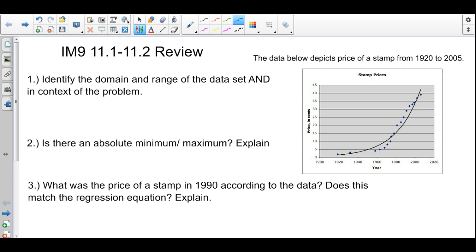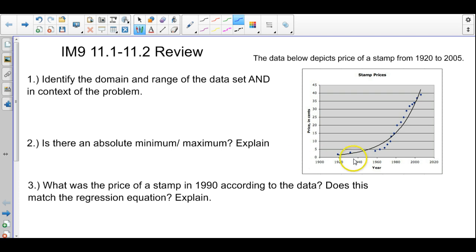So I'll get started on this first problem, which depicts the price of a stamp from the year 1920 all the way to 2005. So it's just taking a cluster of data points over that range of time. Looks like there's no specific interval. There's no data for the 1940s, and then all of a sudden there's a bunch of data after 1960. So it looks like it's an exponential curve.